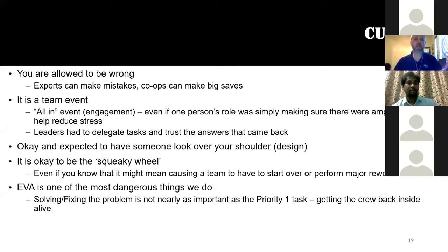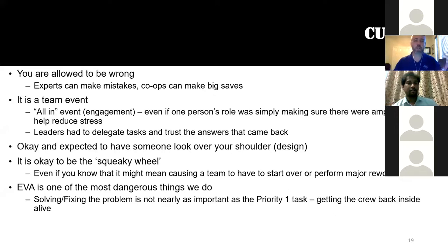And then again, our culture. Our culture is one where we actively tell people it's okay to be wrong. And we also talk about experts that make mistakes and interns or co-ops that make big saves. You know, the new person who comes in week one and asks, why is this a certain way? Everybody else has accepted that that's just the way it is. Nobody had really thought to go look at why it's actually set up the way it is. And that simple question, once you're empowered to ask it, could make a big significant change.